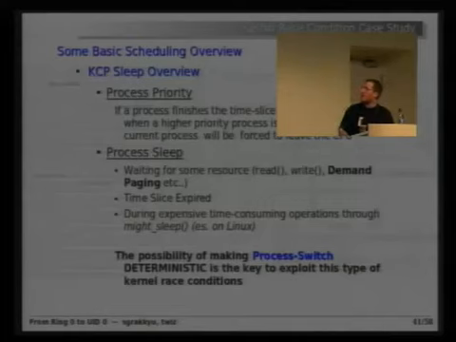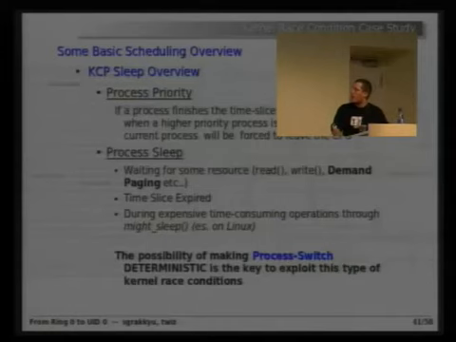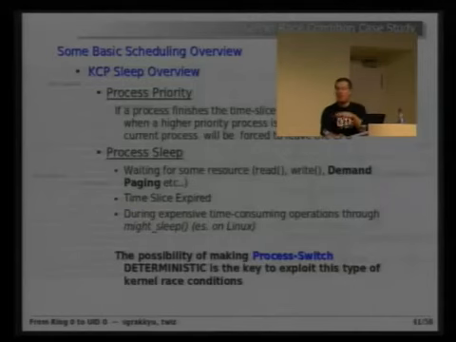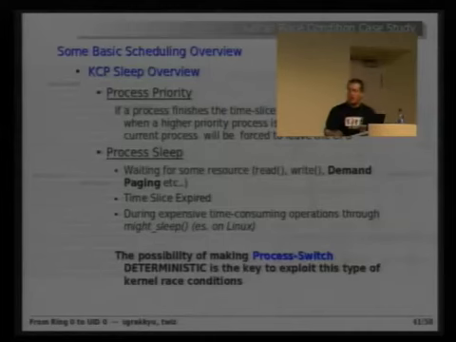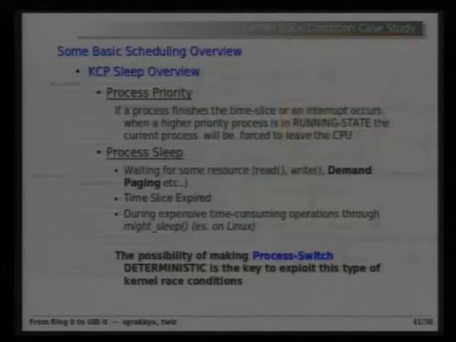We will see later. The process may sleep voluntarily, waiting for some resource, with demand paging, that is the most important key, as we will see later. Or if the time slice expires, or during expected operations, for example on Linux, a sleep call. The most important thing is demand paging, because we use that feature of the kernel to exploit race conditions. Another key is that a process that runs with higher priority is scheduled before or in place of a lower priority process.